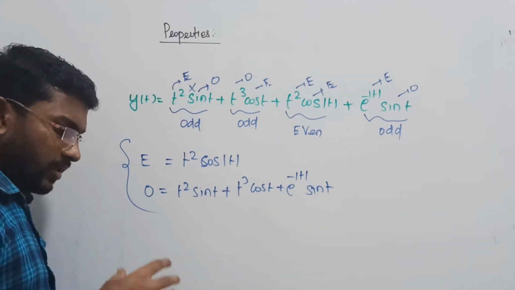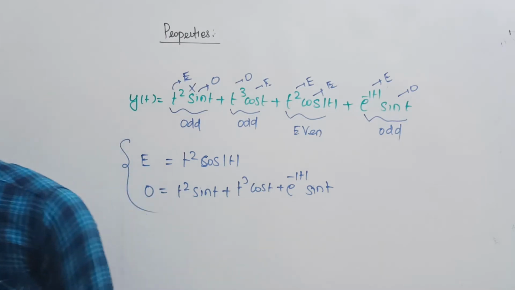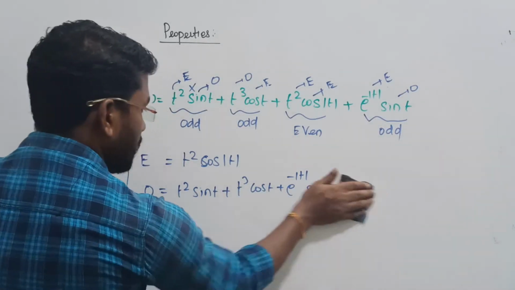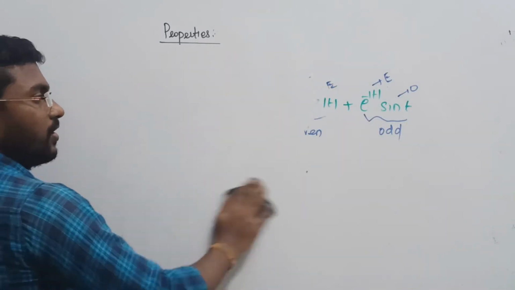Clear? So let us move on to the next type of signal. So this is all about the basic fundamental properties of even and odd part of the signal. Let us proceed with this.